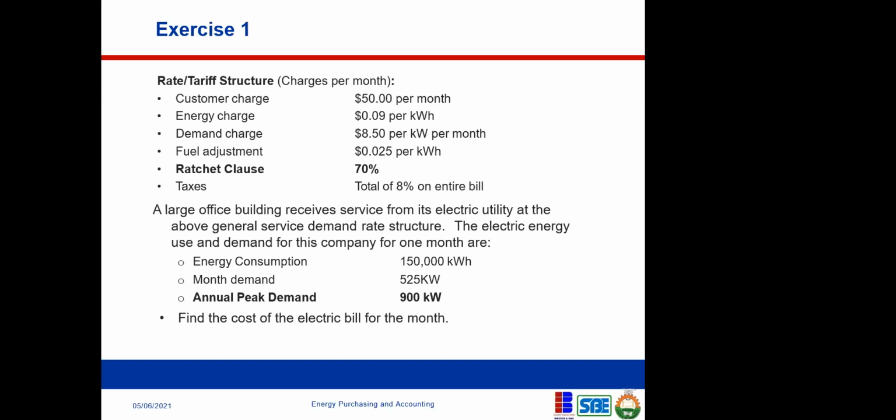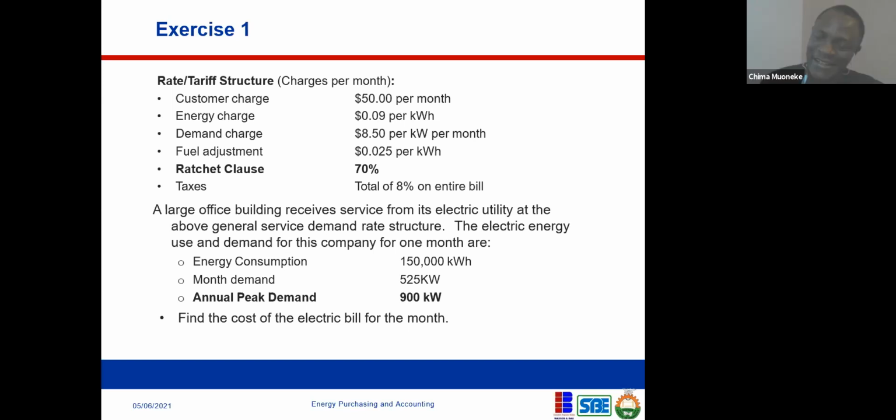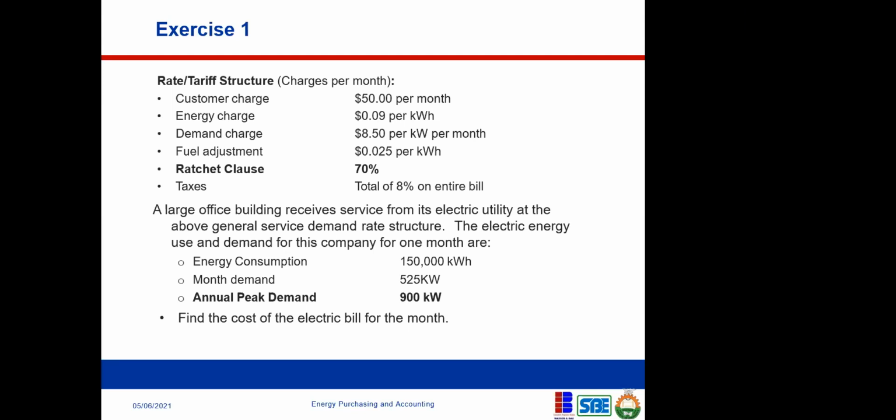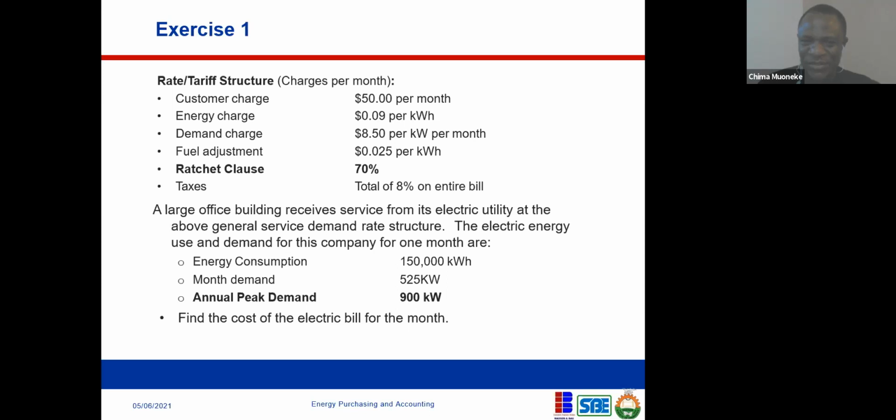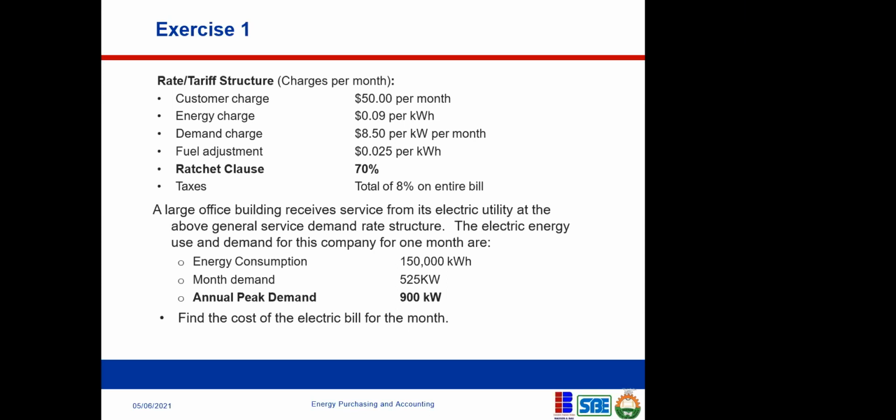The only thing that changes in this solution is your ratchet clause, which is 70% of 900. Then your solution is the same as the previous thing that we did. You are not using 525; we are using the ratchet clause this time.